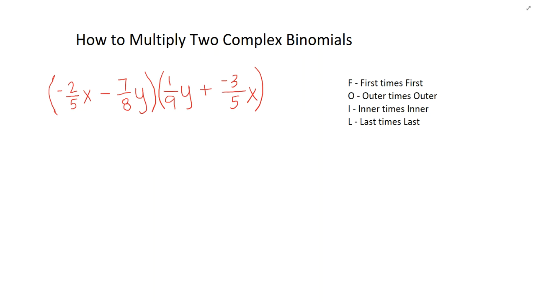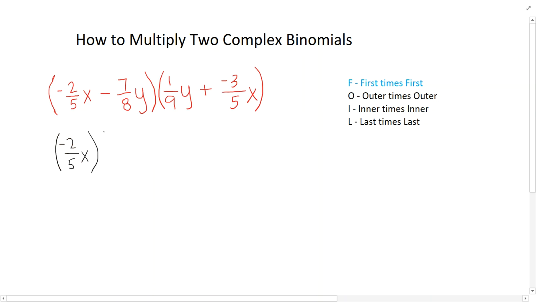So here's a more complex example of multiplying two binomials, and we're going to use FOIL. So we multiply the first two terms, so -2/5 x times 1/9 y.